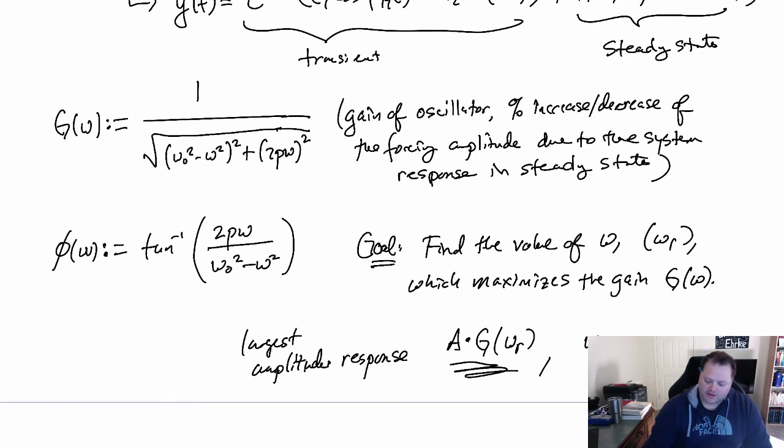We find that the resonant frequency is the square root of omega naught squared minus 2p squared. So you can see without damping, if p is 0, no damping, then omega r is just omega naught. In other words, the driving frequency that gives the resonant response is the natural frequency. But since we have damping, notice this moves it to the left of omega naught. This value will be slightly smaller than omega naught, which is what we're going to observe in the examples that we're about to do.